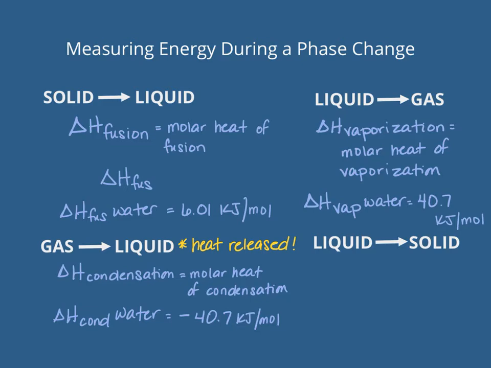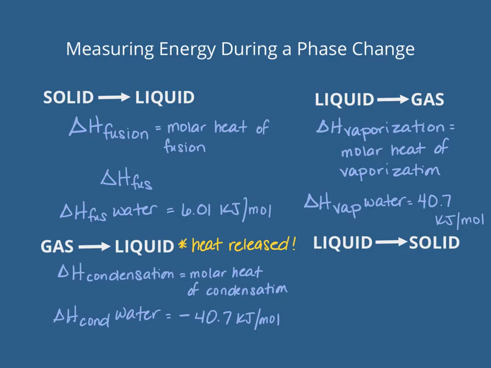It's the same amount of energy required to go from liquid to a gas, but now because we're going from gas to liquid, we're releasing that heat rather than absorbing it. So we have to denote that by making our delta H cond value for water negative, or really any of our delta H cond values are going to be negative because we're releasing heat rather than absorbing it.